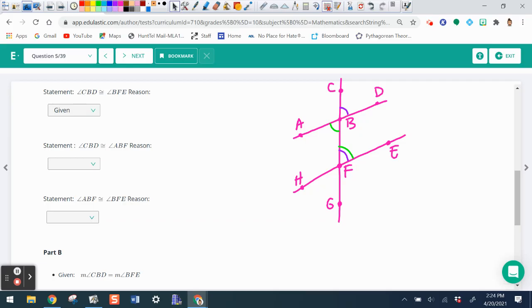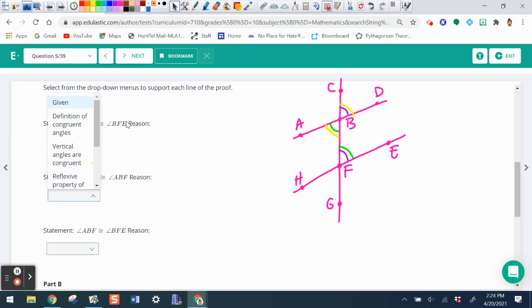Now let's look at why they would make the claim that angle CBD is congruent to angle ABF. That wasn't given to us, so there's got to be a reason. I'm going to mark angle CBD is congruent to angle ABF. Let's look at the possible reasons, probably a lot of the same reasons. If they use the word congruent, students typically will say, well, definition of congruent angles. Well, definition of congruent angles just says that they have the same measure, and that's not what we're saying here.